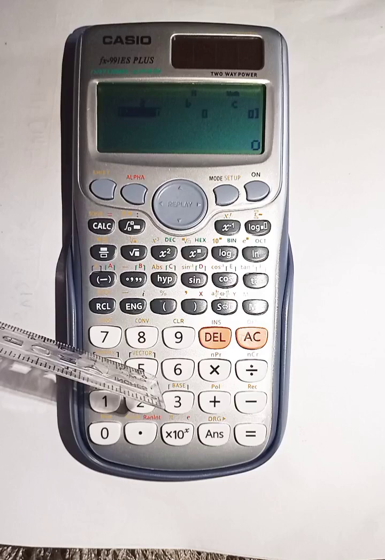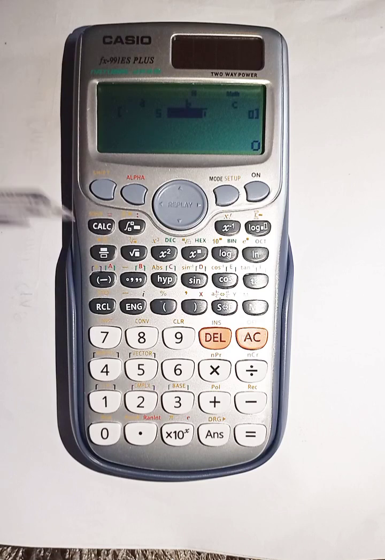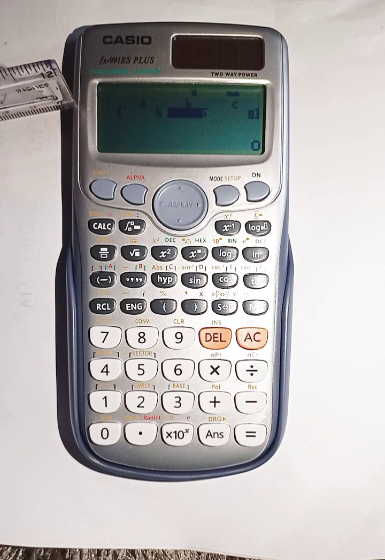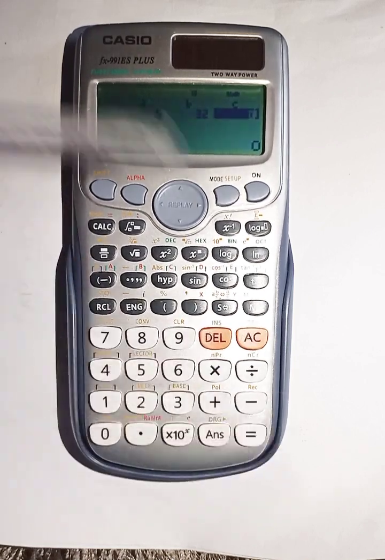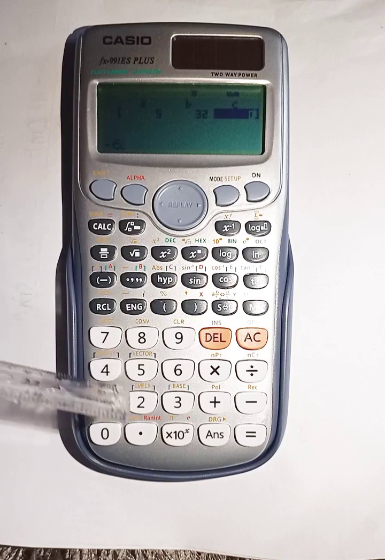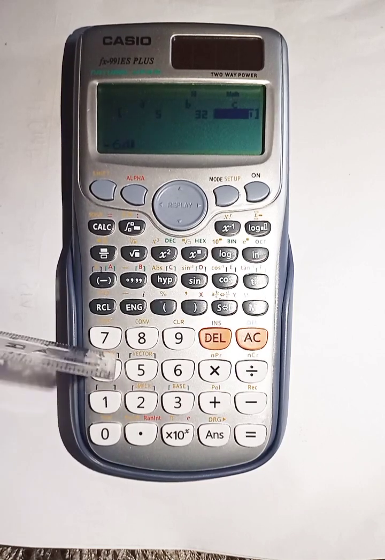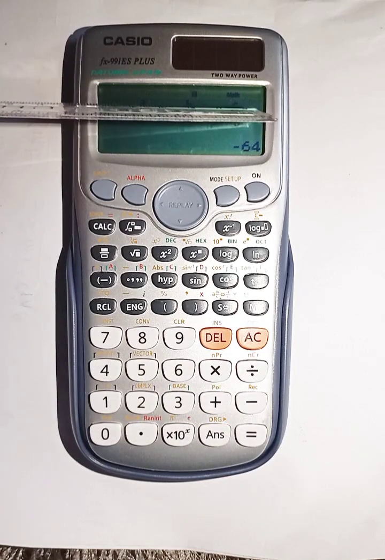So for A, you press 5, since A is 5, then you press equal to, for it to enter into the calculator. Then B is 32, so you press 32, then press equal to. Then C is minus 64, so you click on minus 64. It's better to use this small minus, which is between numbers. Then also click equal to, so you can see we have 5, 32, minus 64.